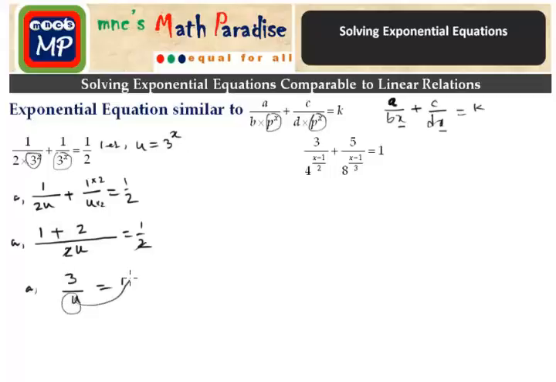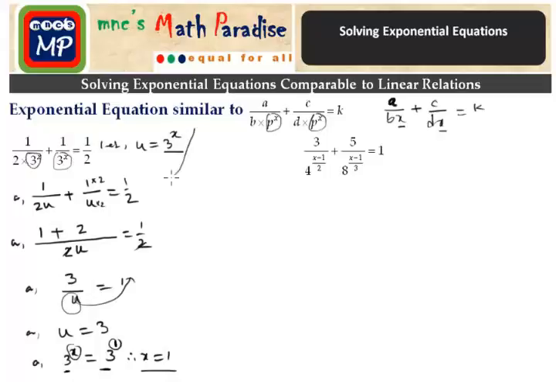So u will be on that side. So we get 3 equals 1 times u. So we are getting u equals 3. Now we know u is 3 to the power x. That means 3 to the power x equals 3, and 3 means 3 to the power 1. So these two have a common base 3, so x and this power will be the same. So x equals 1. The solution of this equation is x equals 1.